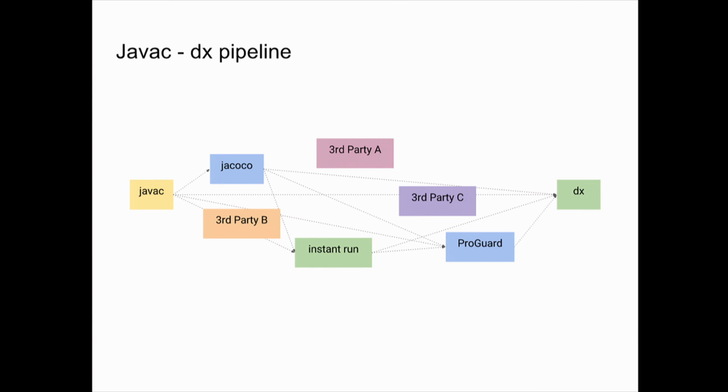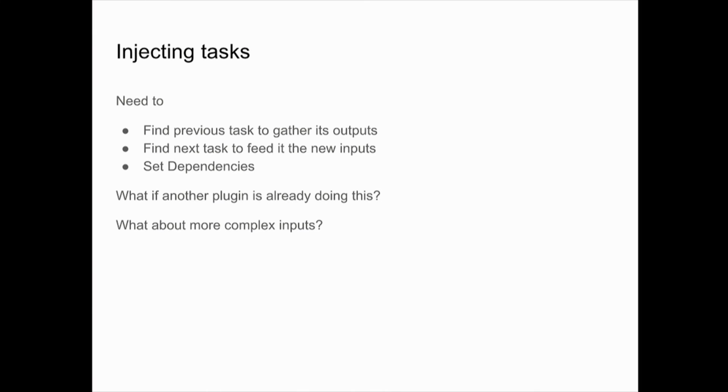And then we introduced Instant Run last year, where we do a lot of instrumentation in between. And it was really becoming a big mess there. So, to inject a new task, really, you have to find the two tasks that you want to do. The previous one to grab its output, the next one to grab its input, and you want to inject yourself in between, rewire that, and you want to do the dependencies between the tasks.